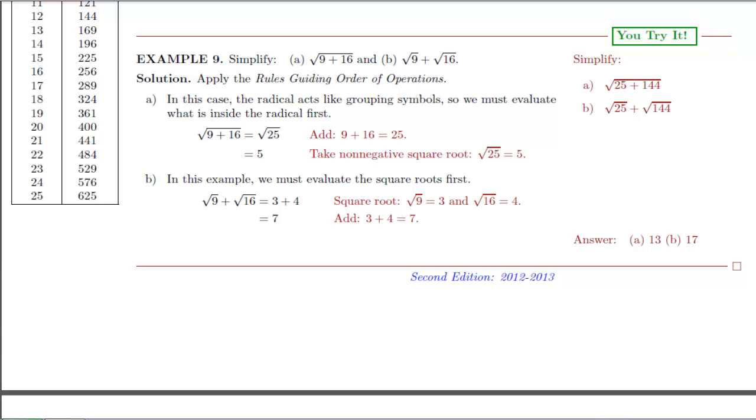Solution. Apply the rules guiding order of operations. A, in this case, the radicals act like grouping symbols, so we must evaluate what is inside the radical first. The square root of 9 plus 16 equals the square root of 25 equals 5.